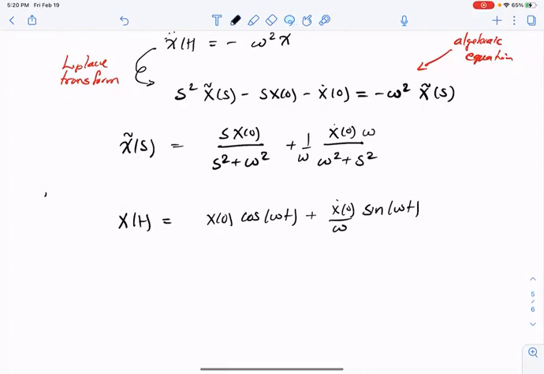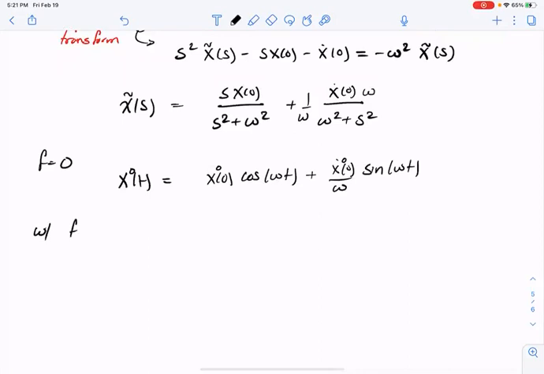So this is for f equal to 0. This is the equation of motion solved for the position of our harmonic oscillator in the absence of the force. So let's denote this with a little subscript 0, for being without the force.